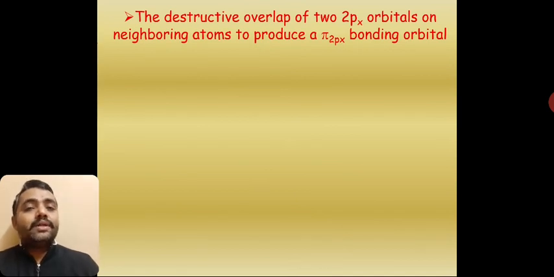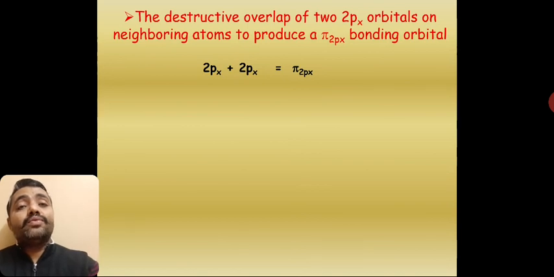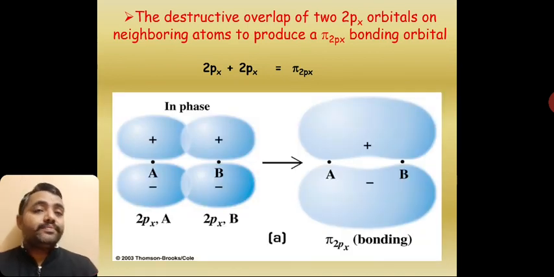In sigma bonding it is an axial overlapping, but px and py orbital are lateral overlapping and will form a pi bond. Therefore, the overlap of two px orbitals on neighboring atoms produces the pi 2px bonding orbital. In positive overlap, both are in the same phase, with matching symmetry and comparable energy, therefore forming a bonding molecular orbital.